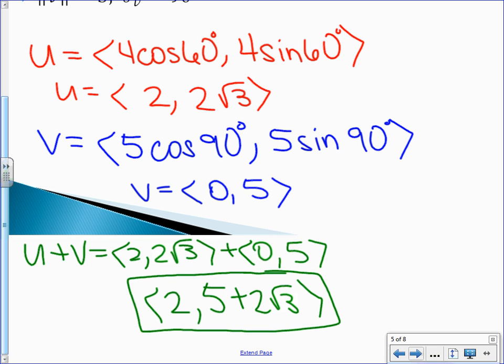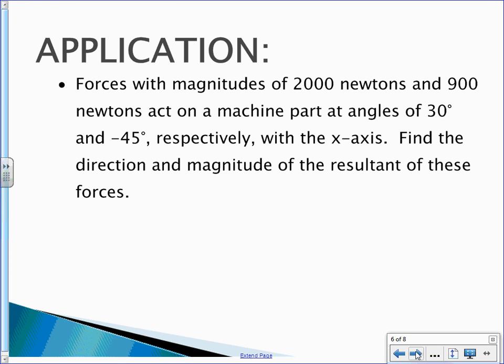All right. So we're going to do a couple examples dealing with physics. Now, I will warn you, some of the word problems are kind of cheesy, but that's just a part of math class, right? So, this one's not too bad. Forces with magnitudes of 2,000 newtons and 900 newtons act on a machine part at angles of 30 degrees and negative 45 degrees, respectively, with the x-axis. Find the direction and magnitude of the resultant of these forces.